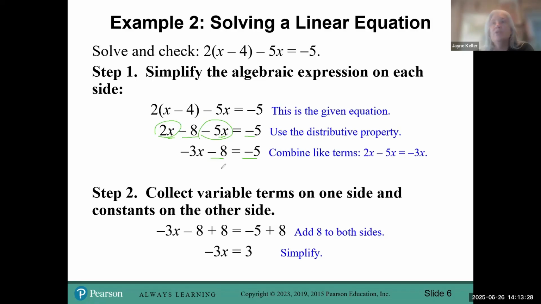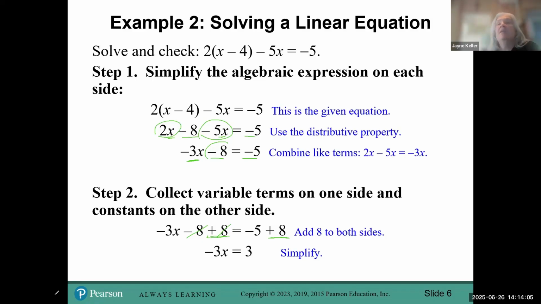The next thing that we're going to do is say, how do I get rid of this? I have x's here, so I want to get rid of the part that doesn't have x's here. So the opposite of subtract 8 is add 8. So I'm going to add 8 to both sides. And remember that we had this equation, we added 8 to both sides, so we haven't changed the value of this. We've only changed the form. Now we add these together, they cancel, and we're left with -3x on that side, and then on the other side we have 3.